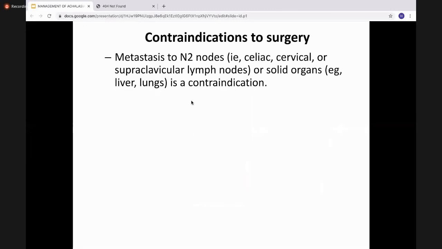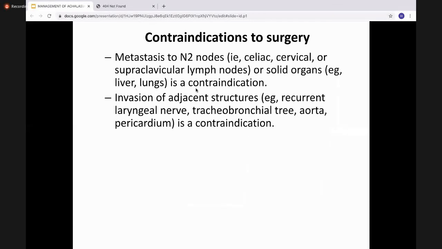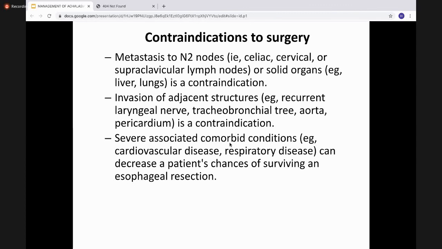The contraindications are metastasis to the N2 nodes, or liver and lungs involved; surgery is not done if stage 4 disease is there. And if there is invasion of adjacent structures, such as the laryngeal nerve, aorta, or tracheobronchial tree, then surgery should not be done. And if comorbidities like cardiovascular disease or respiratory disease are there, then surgery should not be done. So these 3 are the contraindications for surgery.